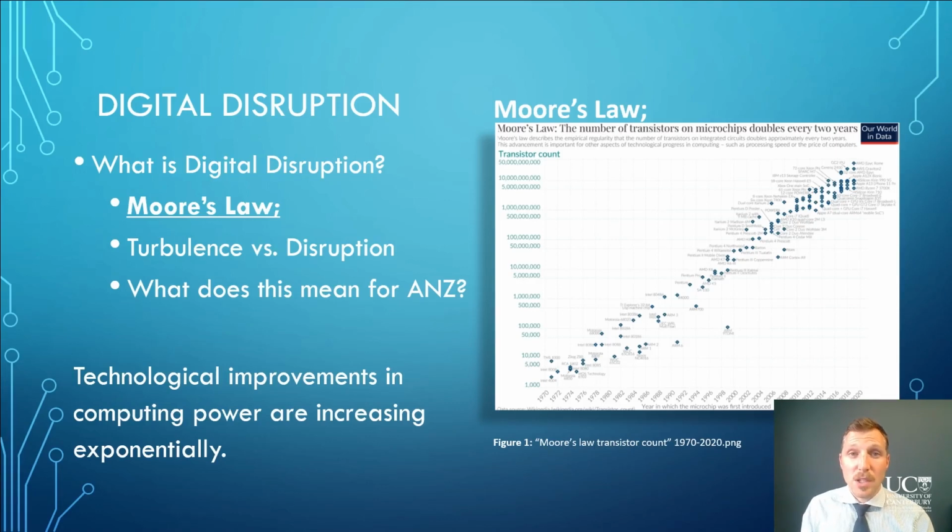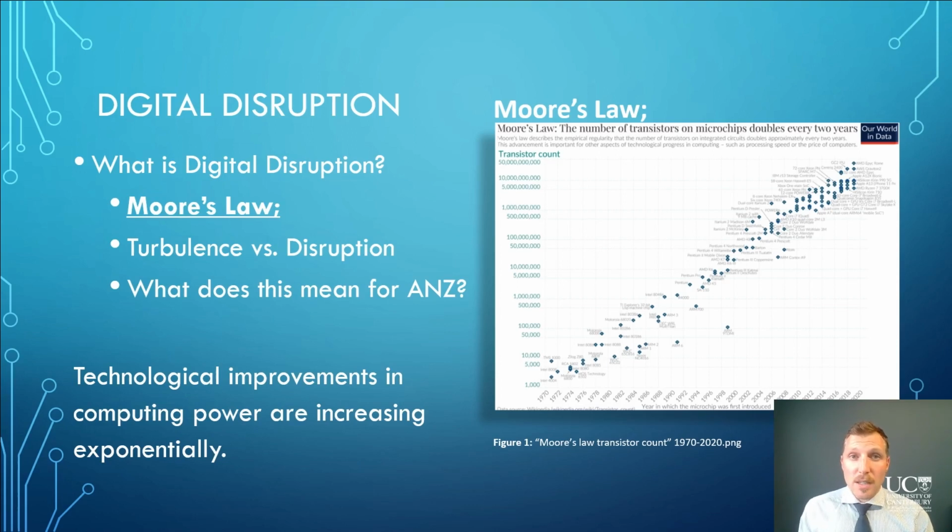I'll start the presentation today by outlining Moore's Law and why Moore's Law is important in framing the discussion around transformation of ANZ Bank. So Moore's Law states that the number of transistors on a microchip roughly doubles every 2 years, creating an exponential increase in computing power. This exponential growth has enabled new competitors to enter an industry that was traditionally the realm of a few large market players. And of course, banks are a case in point of that.